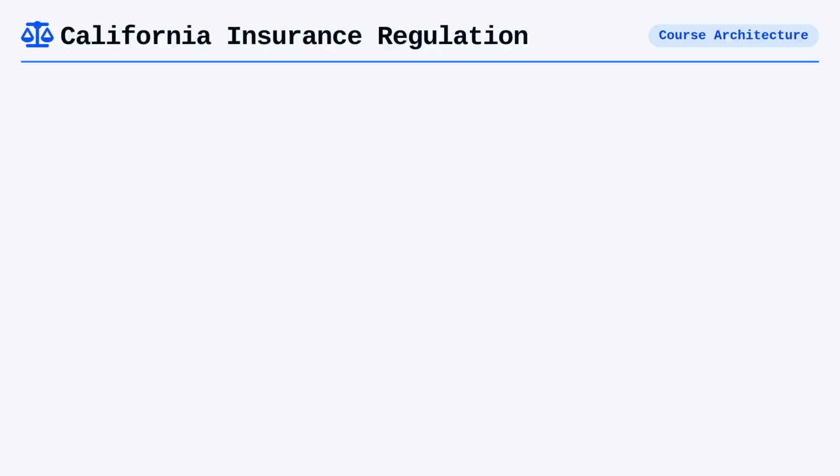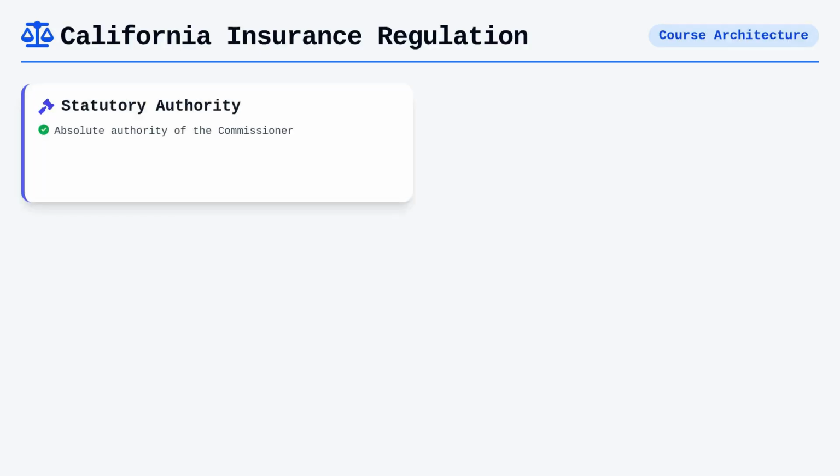Throughout this course, our focus remains strictly on the architectural mechanics of California insurance regulation, with a heavy emphasis on how the code governs everyday marketplace transactions. We will dissect the absolute authority of the insurance commissioner, producer licensing prerequisites, and the stringent compliance standards required of anyone operating as an insurance producer in the state.